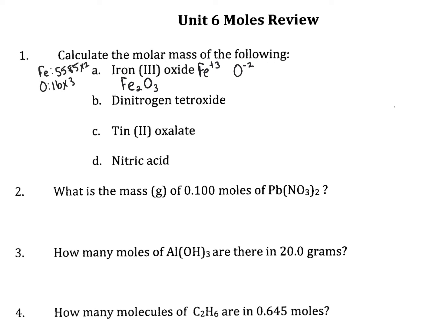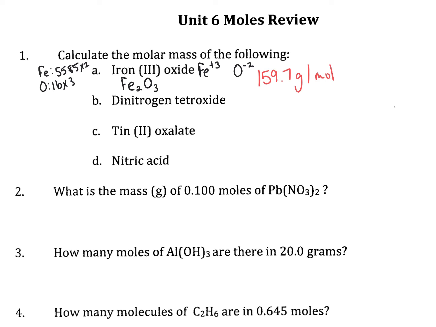Molar mass of iron 55.85, but we have 2 of them. Molar mass of oxygen is 16, but we have 3 of them. Add all of that together to get the molar mass. And so you should get a molar mass of 159.7 grams per mole for the molar mass of A.